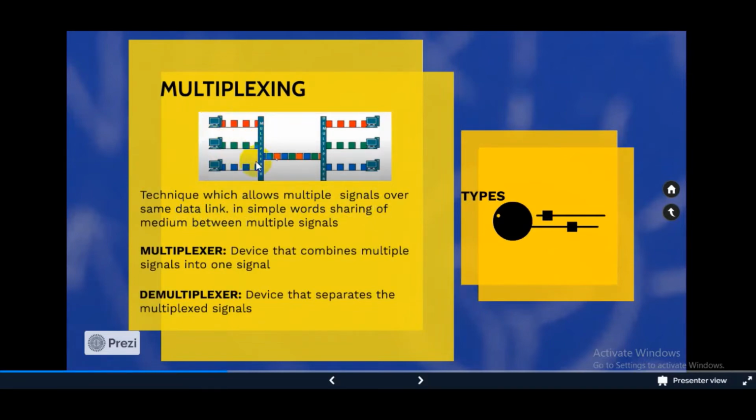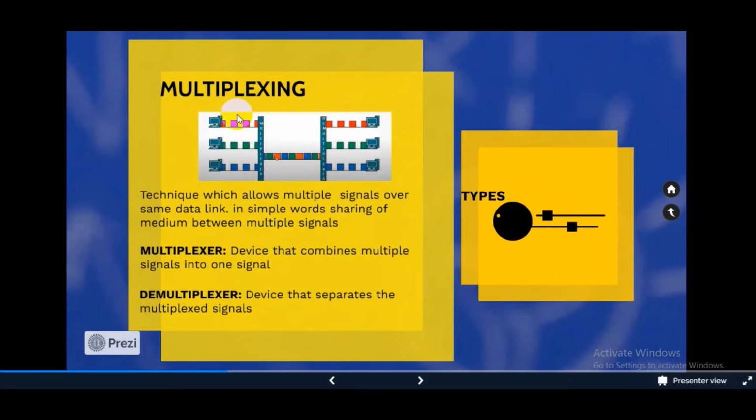Though multiple signals are generated at the sender side, those signals become complex, and they are transmitted over the transmission medium and received at the receiver side. In simple words, it is sharing of a medium between multiple signals. These multiple signals get clubbed together, transmitted over the transmission medium, and then received by the receiver side.